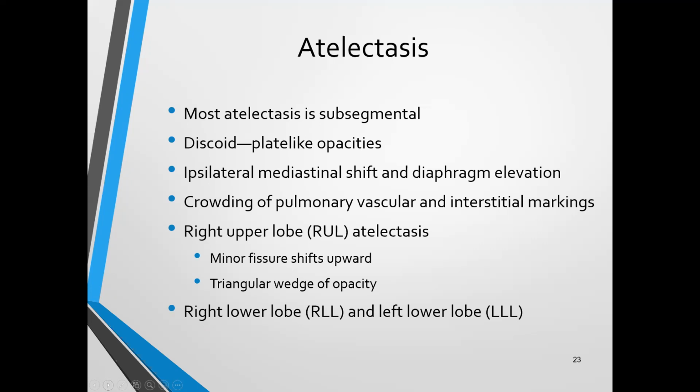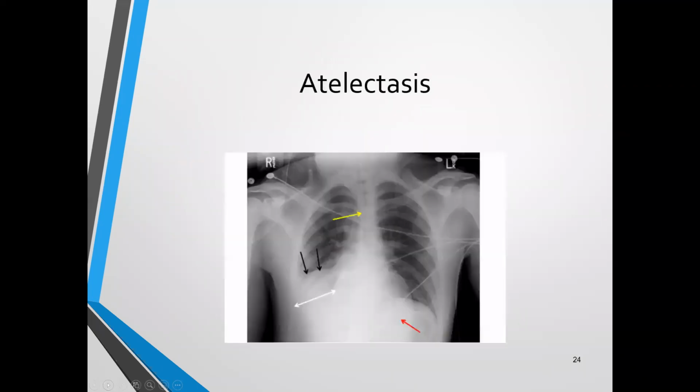Looking at an example of right upper lobe atelectasis, the minor fissure would shift upwards, and there is a triangular wedge opacity because of the actual shape of the right upper lobe.